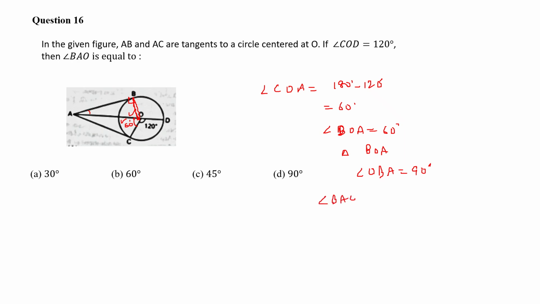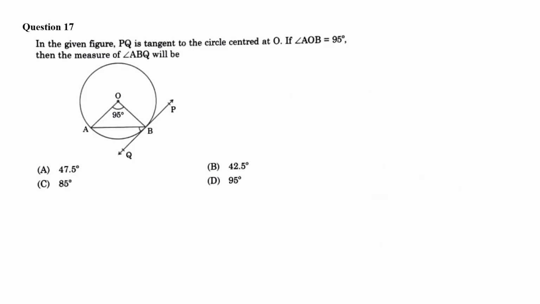Therefore angle BAO, I will use the angle sum property: 180 degrees minus the sum of the remaining two angles, which is 60 plus 90, and 60 plus 90 is 150 degrees, and 180 minus 150 is 30 degrees. So A is the correct option. Now moving to the next question.